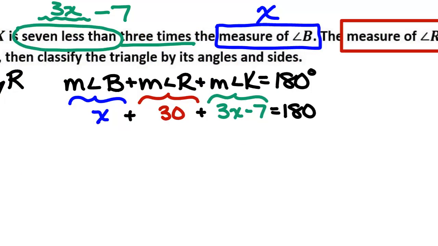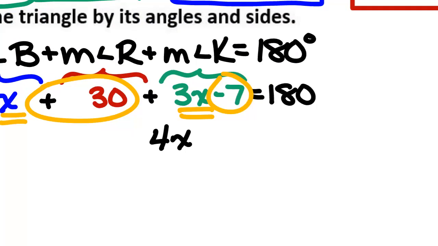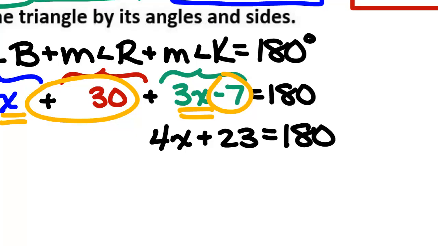Combine like terms together, so I combine x and 3x together. That gives me 4x. And then we combine our constants. I have a positive 30 and a minus 7. What is 30 minus 7? So 4x plus 23 equals 180. What do I do now? Yep, we are going to subtract 23 from both sides.